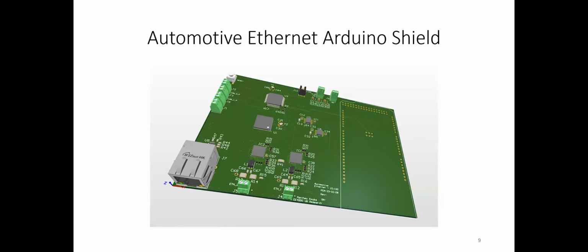Moving on to the Automotive Ethernet Arduino Shield, this is a picture of a 3D render. I have a board assembled, but it is not ready to have pictures taken of it. But this outlines how large it will be, and you can see the shape of an Arduino on the right.